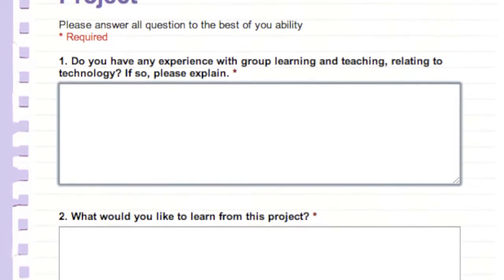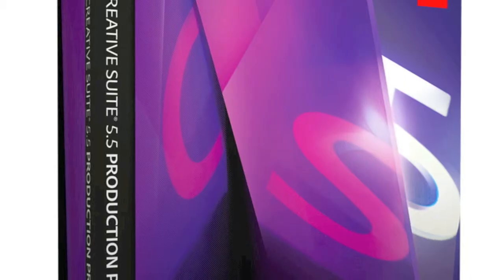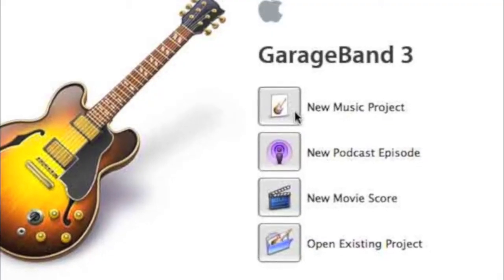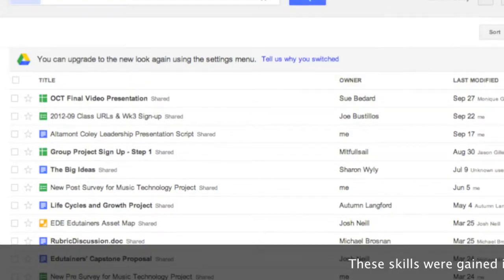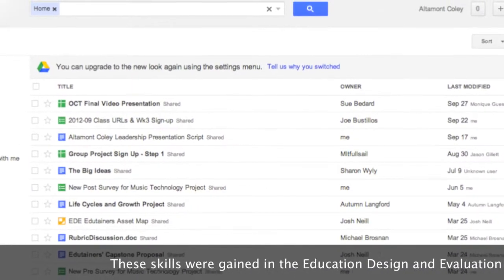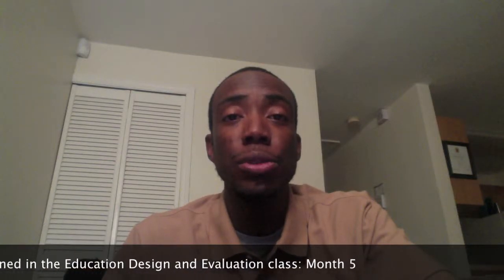In the beginning, I gave both groups a pre-survey to figure out what knowledge they had about the programs that they would be using. These programs were After Effects, Photoshop, iMovie, and GarageBand. After completing the pre-survey, the students were given a rubric with the use of Google Docs. They were given this rubric to determine what was required for this project.